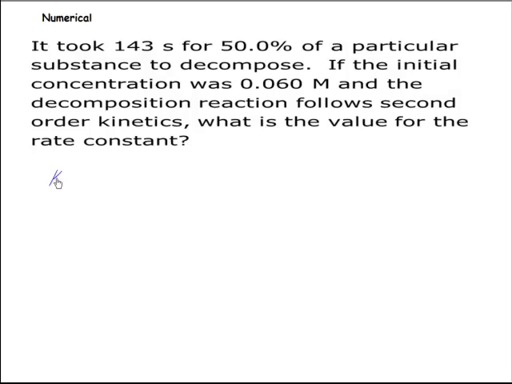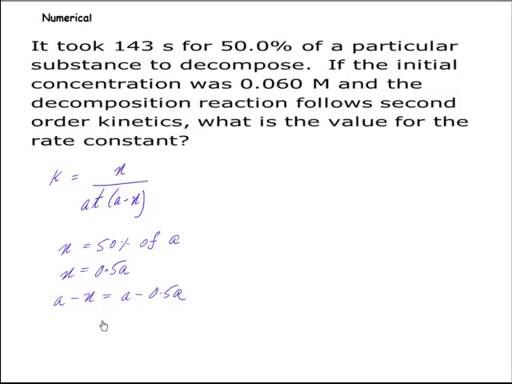Now let's write the integrated rate law expression for a second order reaction. Now what we need to calculate is the rate constant. The value of x is obviously 50% of a, and therefore the value of x is 0.5 times a, and similarly a minus x will be a minus 0.5 times a, which is 0.5a.